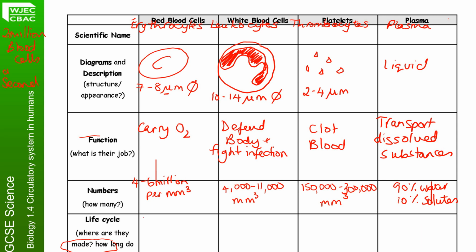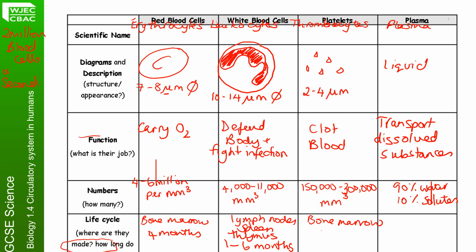Life cycle. Red blood cells are made in your bone marrow and they live for approximately 4 months. Some will die earlier, some may live a little longer. White blood cells are made in your lymph nodes, your spleen and your thymus, and these live anywhere between 1 to 6 months, depending on the infection they are trying to fight. Platelets are also made in your bone marrow, but these only live for about 10 days. And obviously plasma is just part of the fluid that it travels in.